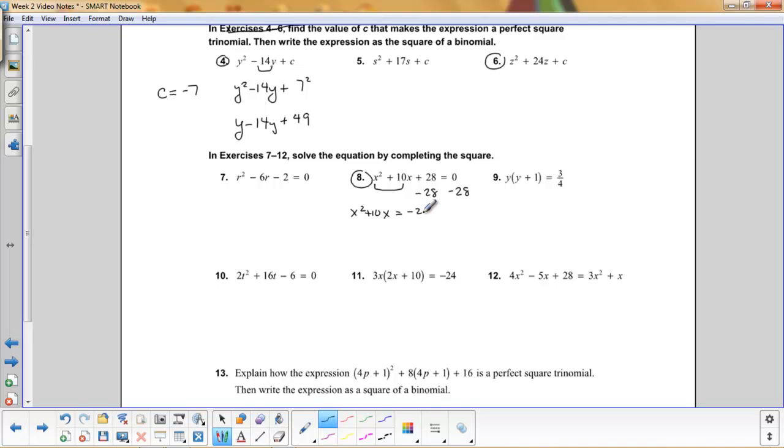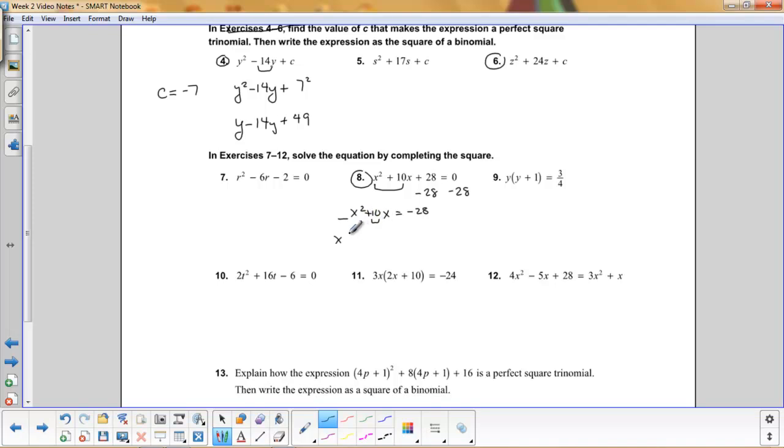The next thing I'm going to do is remember back to the exploration and the notes: I'm going to take the value of b and divide it by 2. Now the reason I can skip step 1 is because I know that the coefficient of a is 1. So I'm going to go ahead and add that number, b divided by 2 squared, to both sides of the equation.